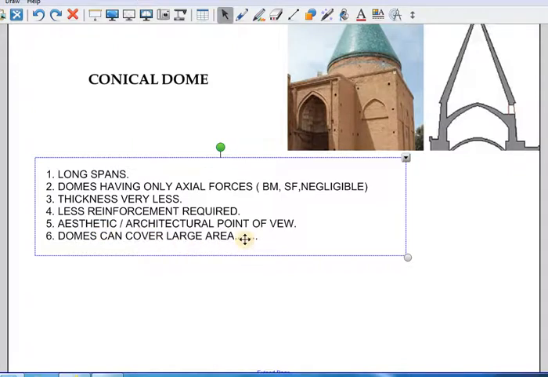And some of the disadvantages: the construction is going to be a bit difficult because of the shape like this, formwork and all these things are difficult, and the thickness is very small. Concreting and reinforcement placing will also be a bit difficult, because lots of congestion might happen if you have not done it properly. So these are some of the disadvantages of domes.